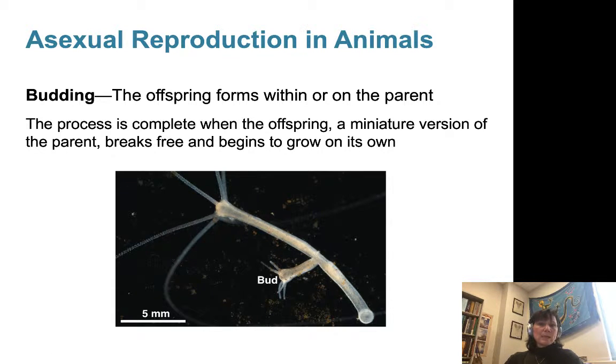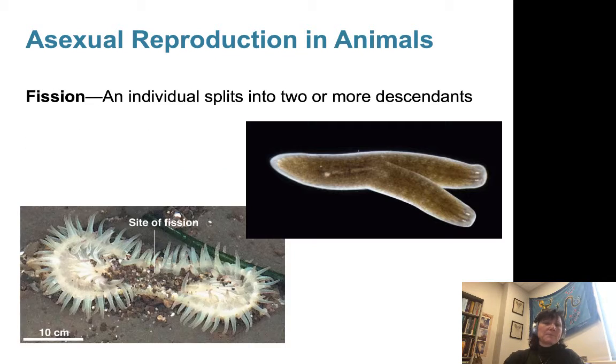Generally speaking, with budding, the offspring is going to be literally a mini you. So it's going to be a very small version of you, which will then grow and develop into a mature individual. There's a number of different animal taxa that will do this. Jellyfish will do it, sea anemones will do it, and some flatworms will do it in this way.